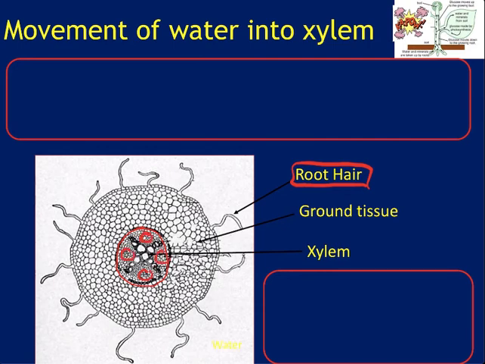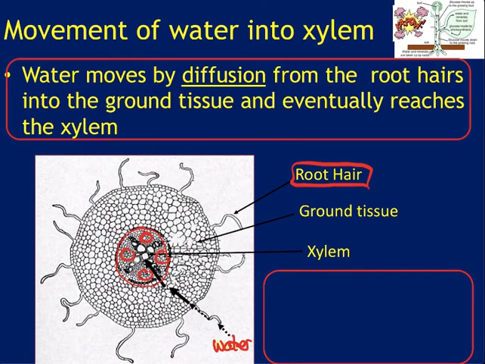So we have said that there is going to be more water outside here, and it is going to move via osmosis into the root hairs. And then here's where it gets weird. To get through the ground tissue into the xylem, it actually moves, as far as the SEC are concerned, by diffusion from your root hairs into your ground tissue until eventually it reaches your xylem.